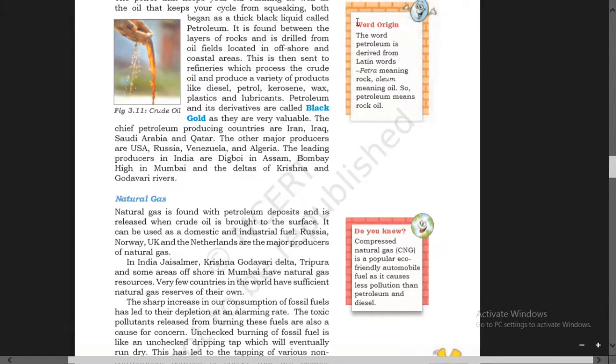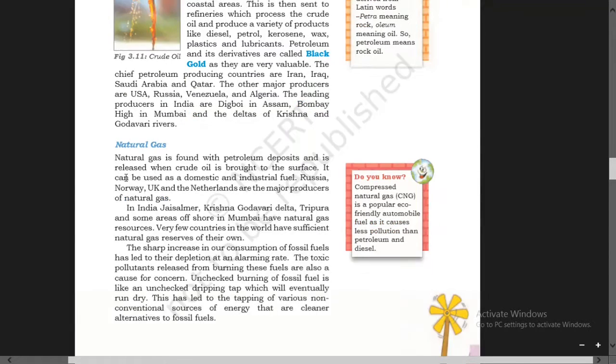So let us see towards the right side, the right margin of your book, word origin. The word petroleum is derived from Latin words. Petra meaning rock, since it is found in between rocks, and oleum meaning oil. So petroleum means rock oil. It is found in the deltas of Krishna and Godavari rivers also.